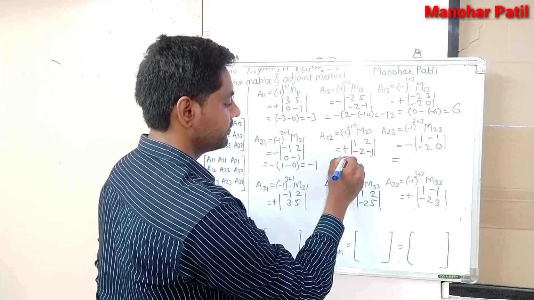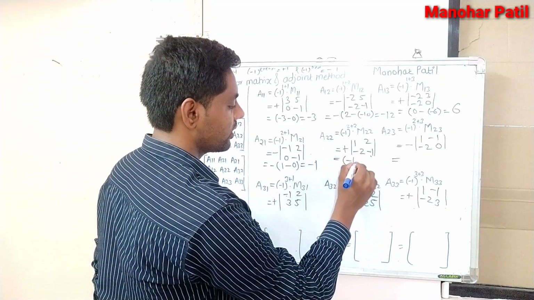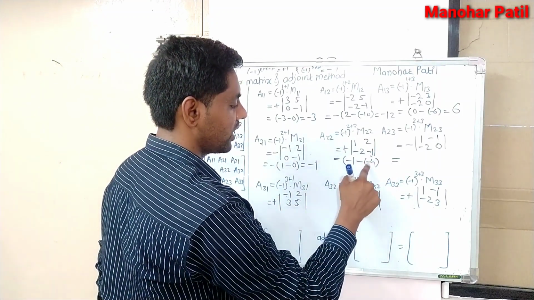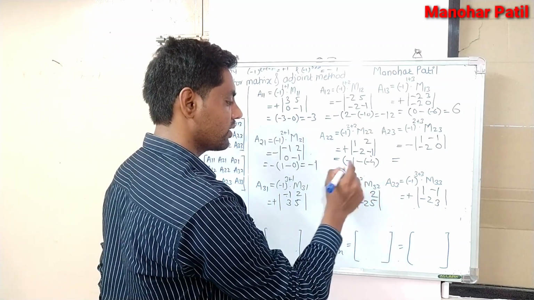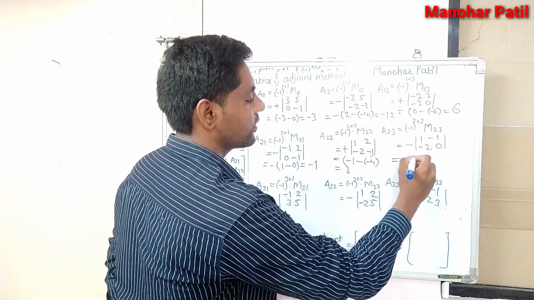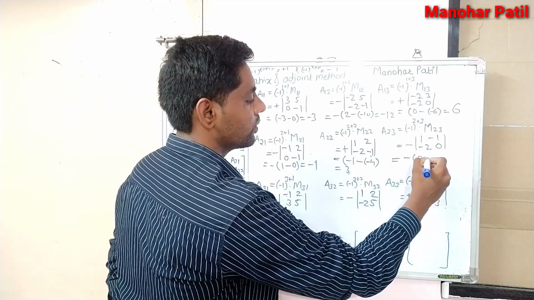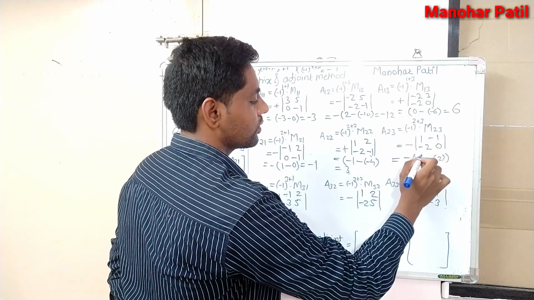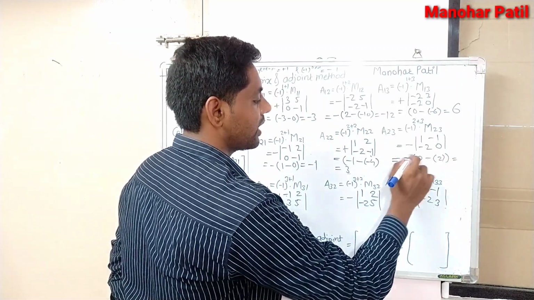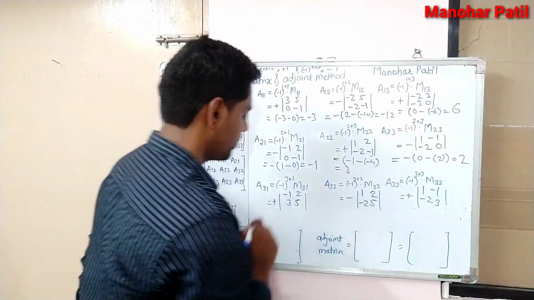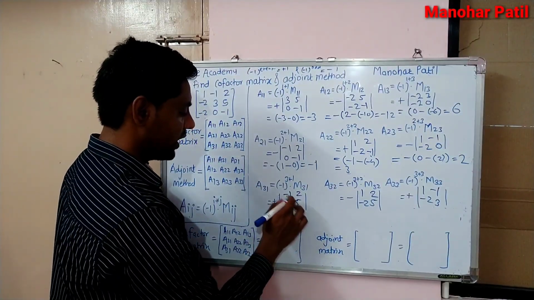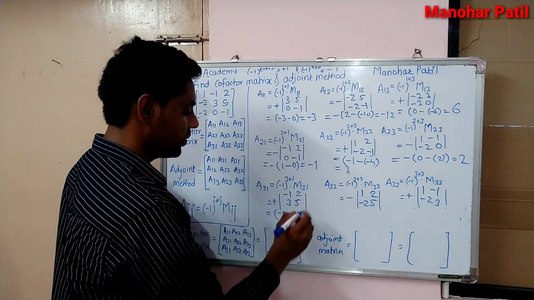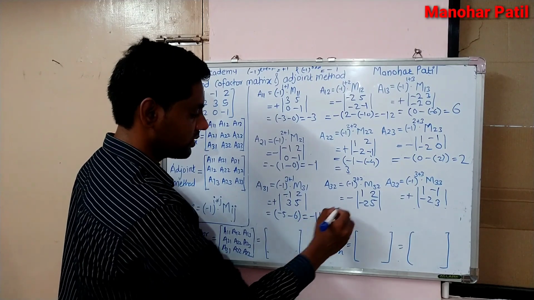Next, 1 into -1 minus 1, minus 2 into -2 is -4, so minus minus becomes plus 4, minus 1 plus 4 is plus 3. Next, 1 into 0 is 0, minus 2 into -1 plus 2, so 0 minus 2 is -2, and multiply by this minus, then positive 2. Next, 5 into -1 is -5, minus 3 into 6, 3 into 2 is 6, so it is equal to -11.